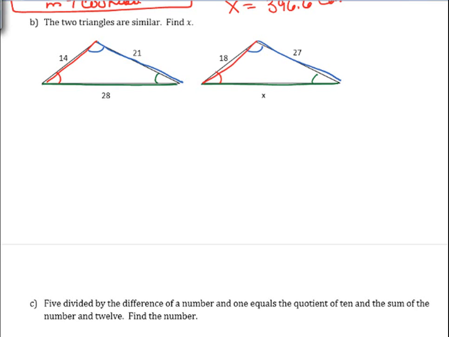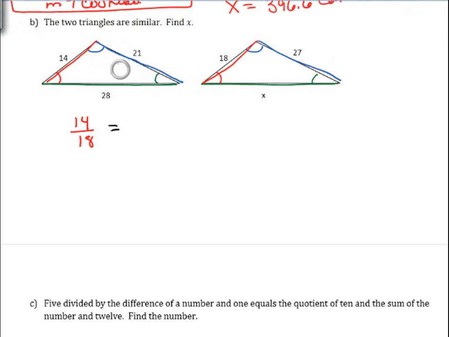And with similar triangles, you could make ratios of their sides, and any ratio of any two similar sides are equal to each other. So we could do a ratio of the red sides, and that would be equal to the ratio of the blue sides, which is equal to the ratio of the green sides. So we can make up whichever ratios we want. I'm going to make up a ratio of the red sides, so I'm going to put 14 over 18. And that's equal to, now I can pick any other two corresponding sides and make a ratio. We are trying to figure out what x is, so we're going to do the bottom sides.